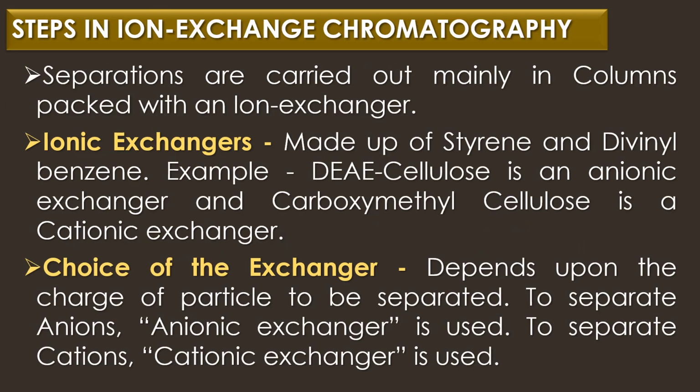Steps in ion exchange chromatography. Ion exchange chromatography separations are carried out mainly in columns which are packed with an ion exchanger. These ion exchangers are commercially available and they are made up of styrene and divinyl benzene. Example, DEAE cellulose is an anionic exchanger and carboxymethyl cellulose is a cationic exchanger. The choice of the exchanger depends upon the charge of the particles to be separated. To separate anions, anionic exchanger is used, and to separate cations, cationic exchanger is used.